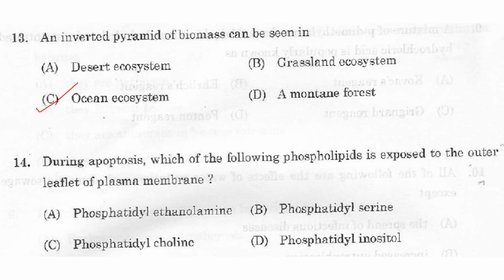During apoptosis, which of the following phospholipids is exposed to the outer leaflet of the plasma membrane? So it is the phosphatidylserine which is exposed to the outer leaflet of the plasma membrane, and it acts as a signal so that the phagocytes can come and eat it or engulf it. That means engulf the cell and remove it from the body.